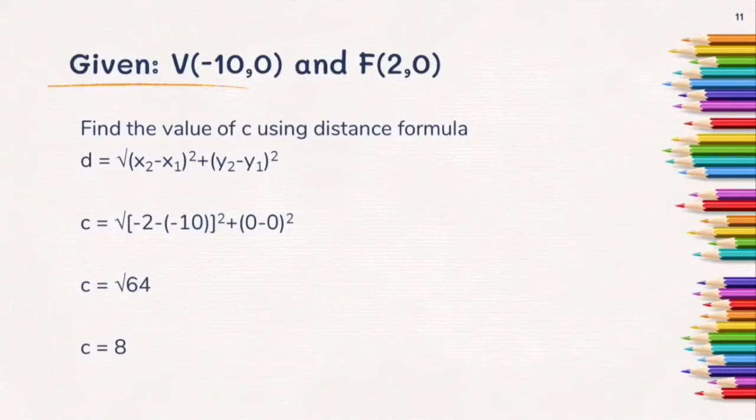d equals the square root of (x sub 2 minus x sub 1) squared plus (y sub 2 minus y sub 1) squared. c equals the square root of (2 minus -10) squared plus (0 minus 0) squared. So c equals the square root of 144, which is 12.